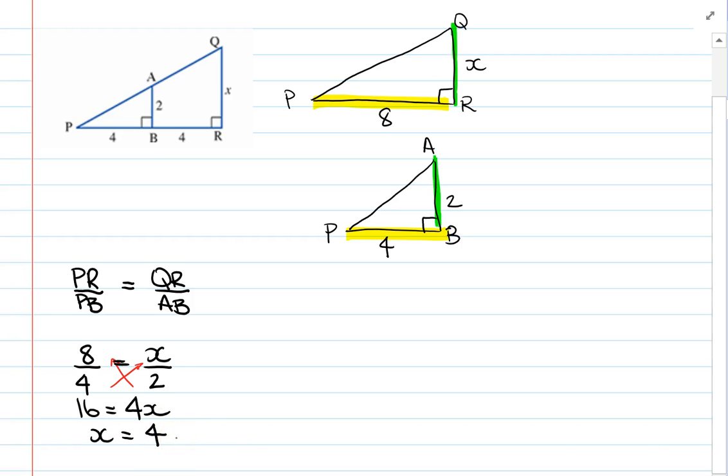So what we do here is, unless it explicitly says prove, you don't have to prove. What I do recommend is you redraw your triangles separately, then you identify your corresponding sides, you write your little proportionality statement and solve. Keep watching if you'd like to see another example.